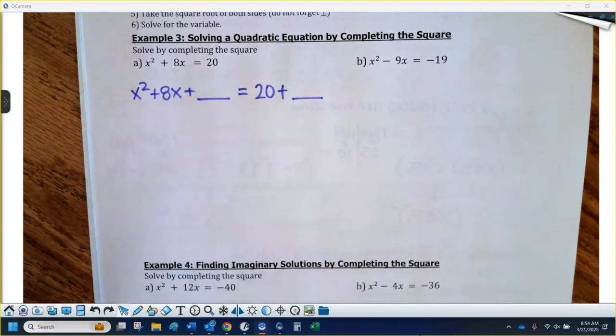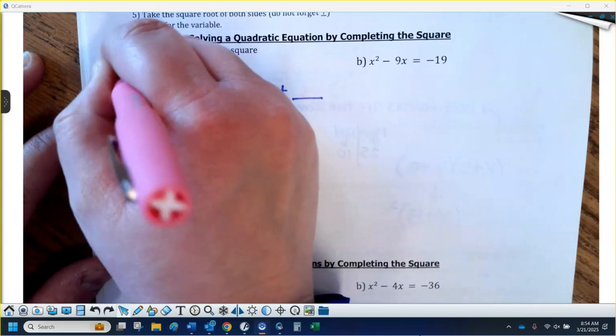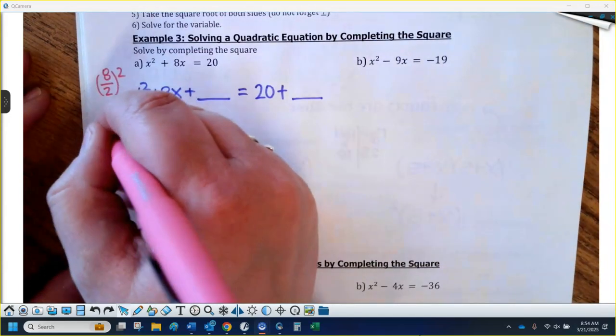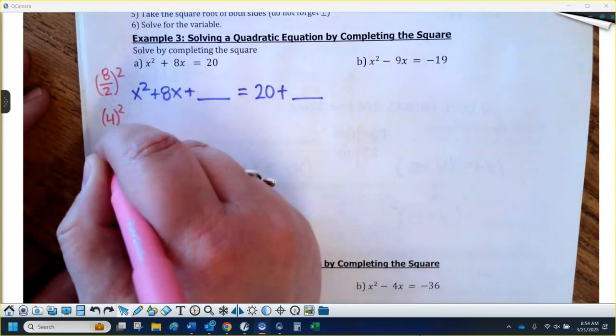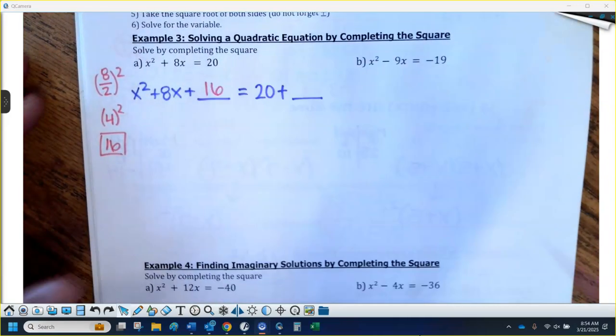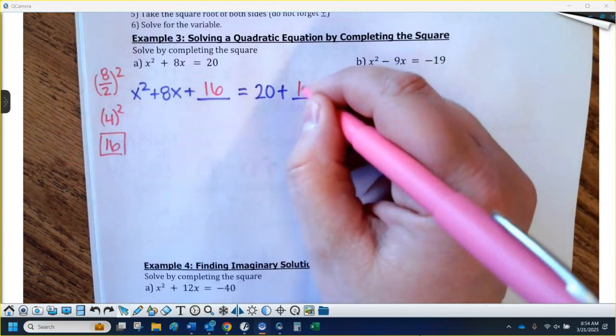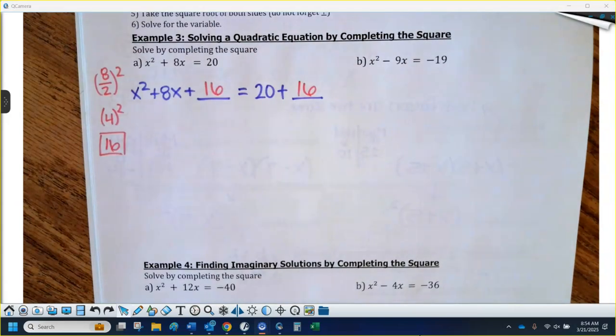So I'm going to take my b value. My b value is 8. I'm going to divide that by 2 and square it. So that's 4 squared, which is going to be 16. I'm going to add it to this side. That'll give me a perfect square trinomial. That'll give me the thing where the two factors are the same. But because I added that to that side of the equation, I have to add that same number over here to the other side.